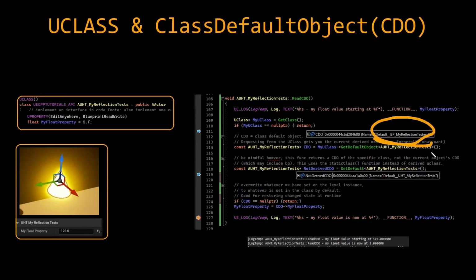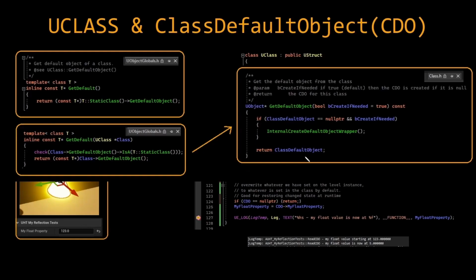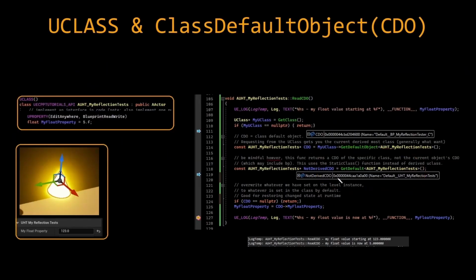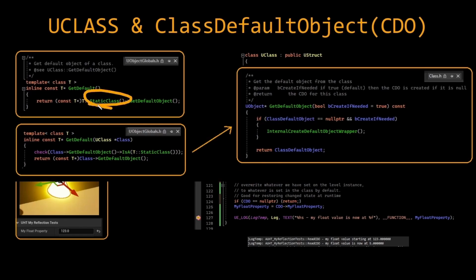This is the blueprint reflection tester, and this one is the default UHT my reflection tests. And if you look at these functions, you can see why there's two get defaults. One of them provides a class, the one that gives you the static class effectively, or the one that gives you the default that is this type and not the derived type. That one uses the static class, and that's why not the current class. This other one that takes a UClass just calls the class get default object. And so that's why there's a difference.